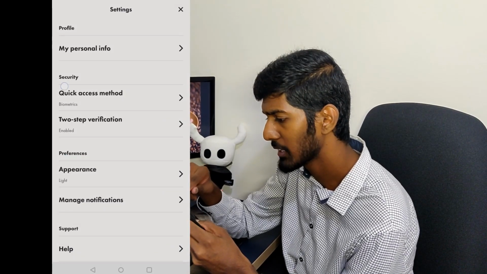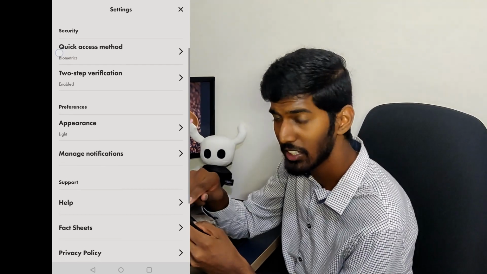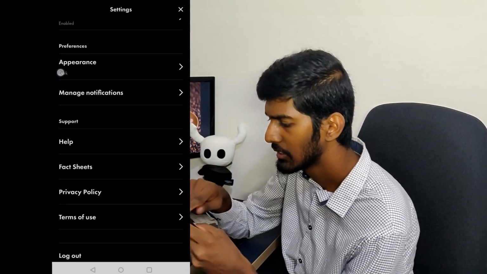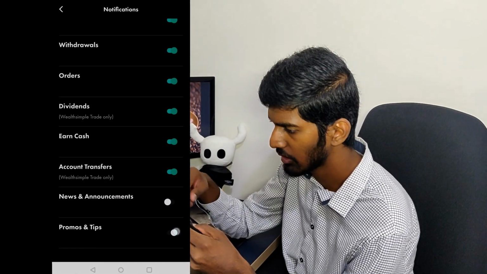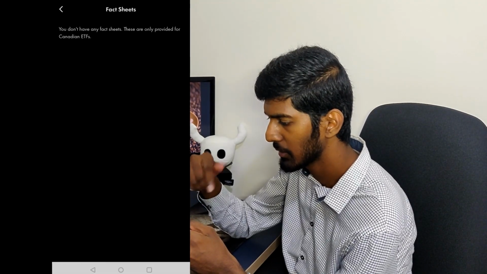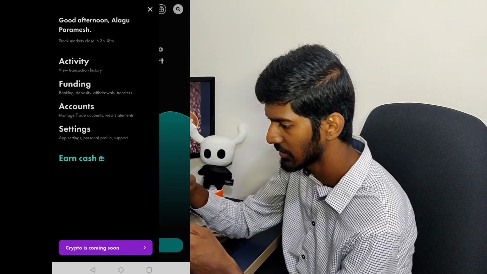Settings. You can update personal info, login, and verifications. You can also change appearance. I personally like the dark mode. In manage notifications, you can turn some of these notifications off. Fact sheets. These are information about the ETF. The documents will appear here once you've purchased an ETF.